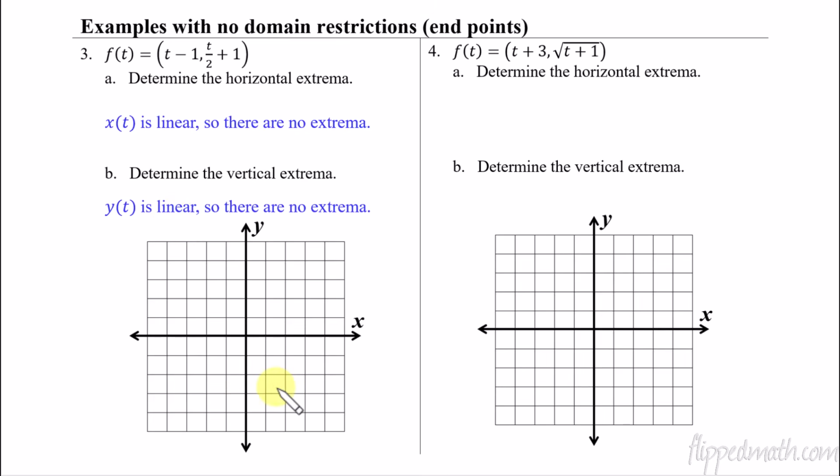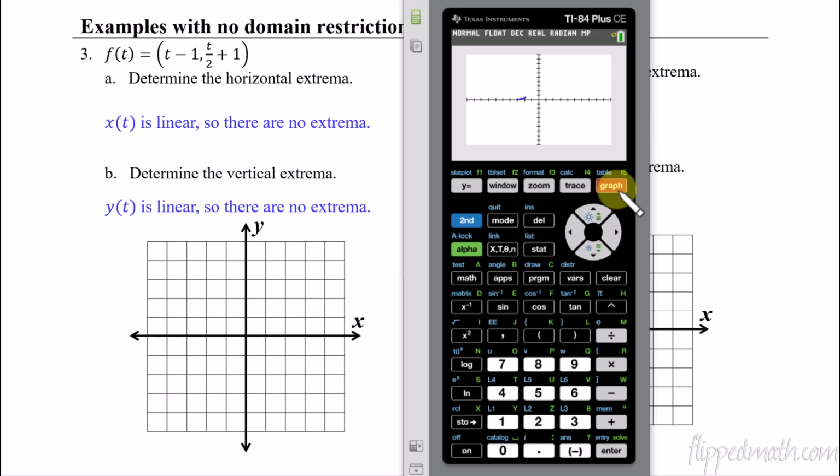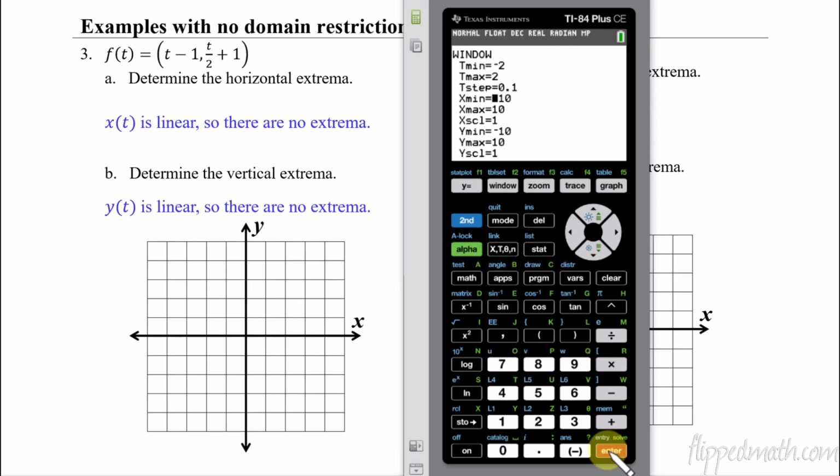Okay, so I put this graph here so that we could check and see what the graph looks like. So just for the practice of it, let's grab our calculator. And I'll go to y equals. Let's plug in this first one real quick and the y component. We graph it, and oh, that's going really slow. Let's change the t-step. We'll go 0.1.